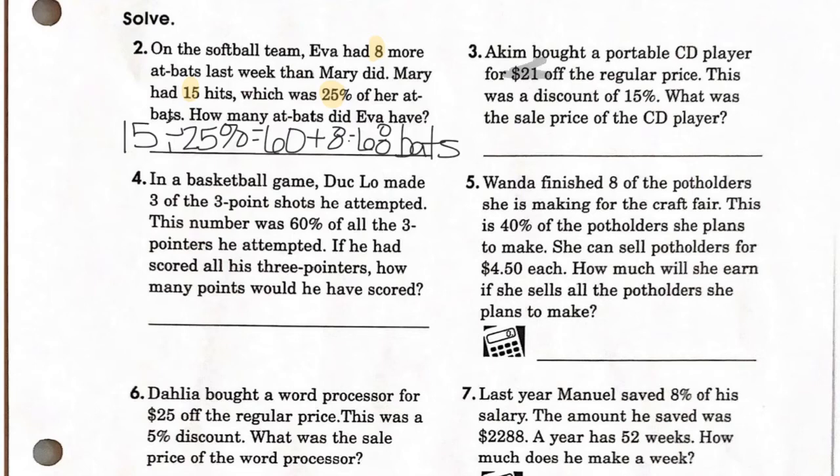On this next one, Akeem bought a portable CD player for $21 off the regular price. This was a discount of 15%. What was the sale price of the CD player? So if I take 21, because that's how much dollars it is, divide by my percent, which was 15%, I get 140, which was my original price. So now I have to subtract the money that was taken off in order to get my sale price of $119.